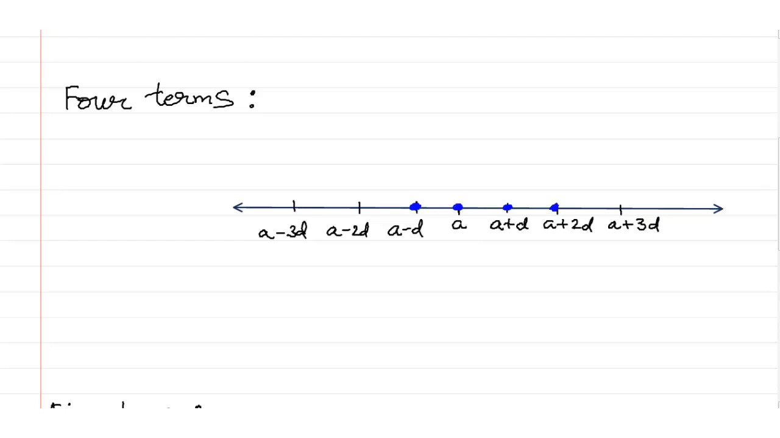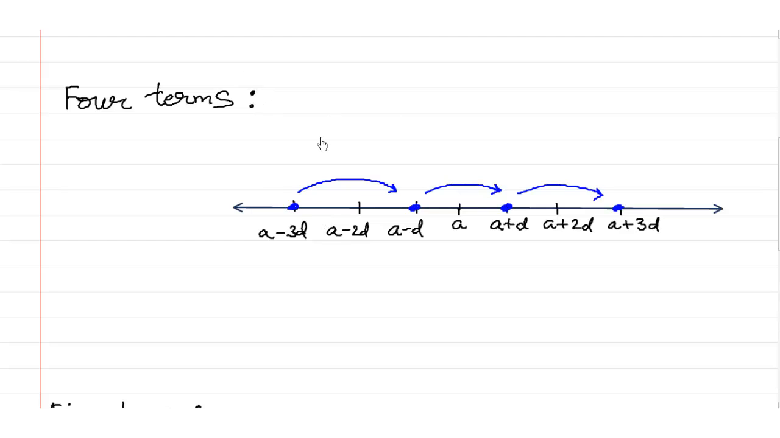So in order to deal with this, we shall not take A as the center, but we shall take A minus D and A plus D as the middle two numbers, and then A minus 3D and A plus 3D as the first and the last numbers. So you can see that there is a difference of 2D between all these numbers. So they are well placed and they also follow the symmetry along A.